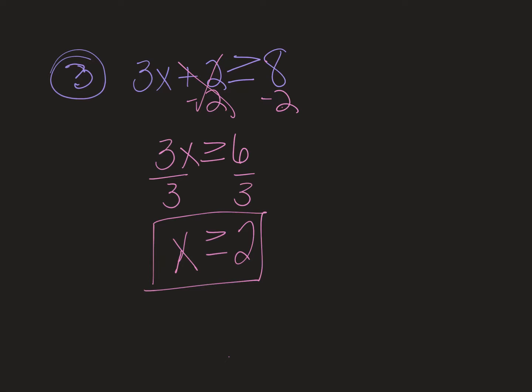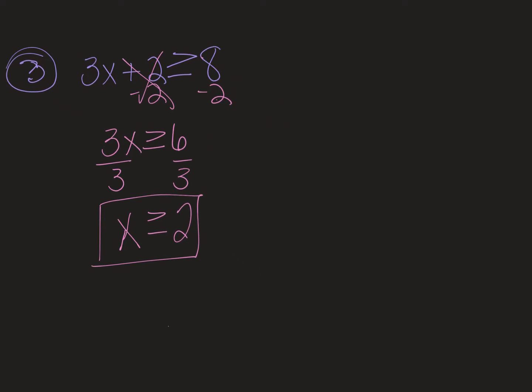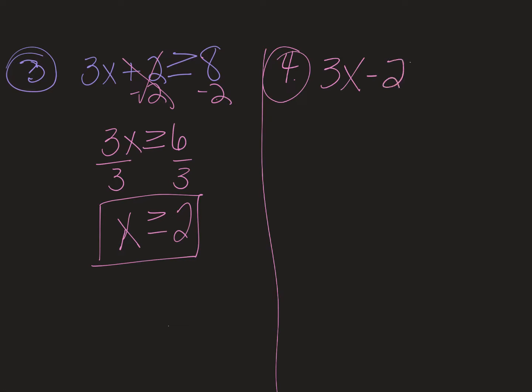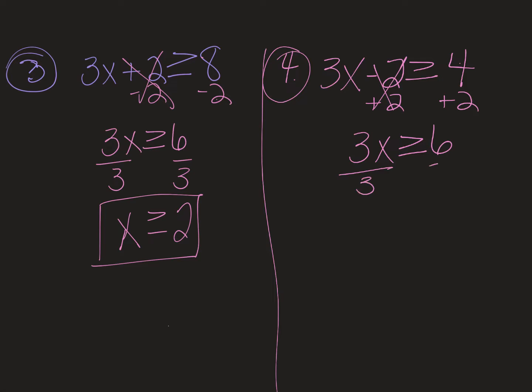How'd you do on that, guys? Good. All right, let's look at number 4. Number 4, again, is very similar. 3x minus 2 is greater than or equal to 4. So again, I'm going to add 2 to both sides. Everybody see how I do that? Then I have 3x is greater than or equal to 4 plus 2, which is 6. Divided by 3, divided by 3. x is greater than or equal to 2.